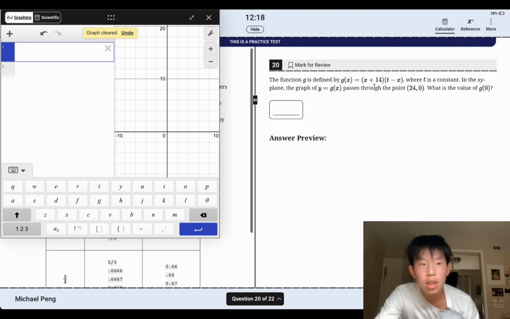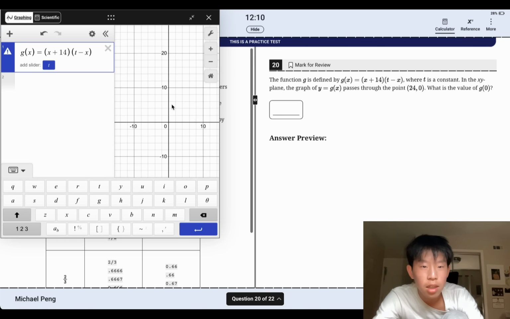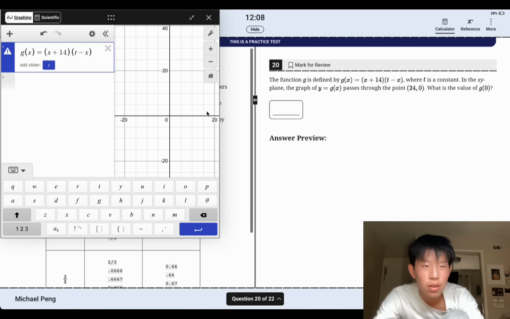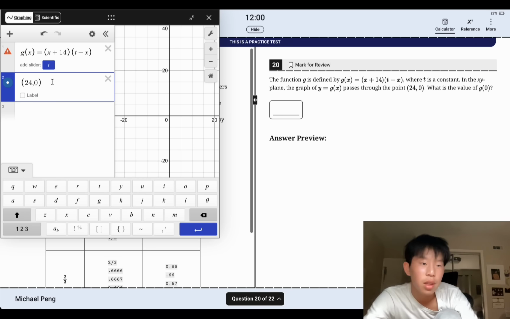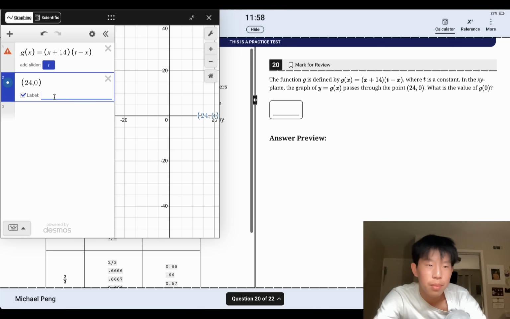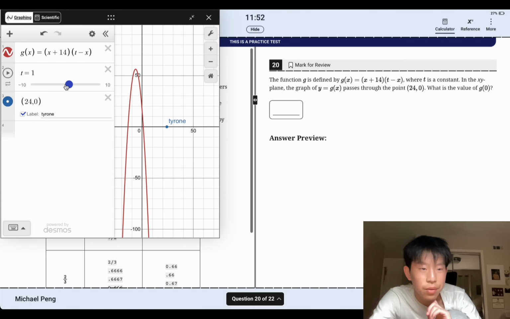Okay, we're just going to copy down the question. X plus 14, and then T minus X. T is a constant. Oh, I know some of you guys, that's like a trigger word. You just get annoyed when you see that. So don't fear. It passes through 24, 0. Let's label that Tyrone. So we know it passes through Tyrone. So now let's add the slider.